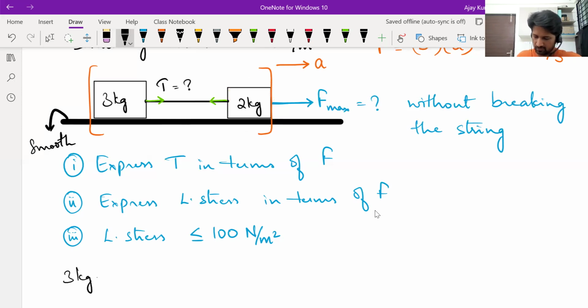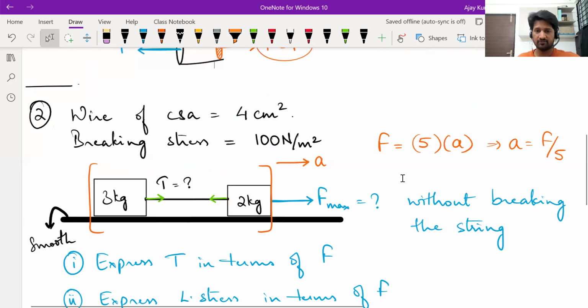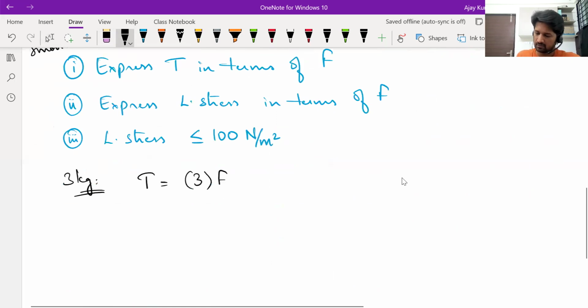So writing F net equal to ma for the 3 kg block, you get tension is equal to mass into acceleration. Acceleration we found out as F by 5. That's all. Therefore, whatever be the force F, tension will be 3F by 5. First part done.